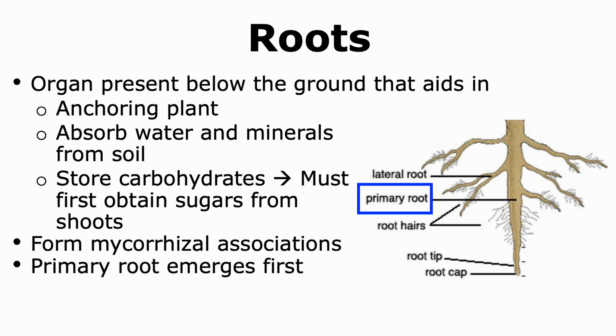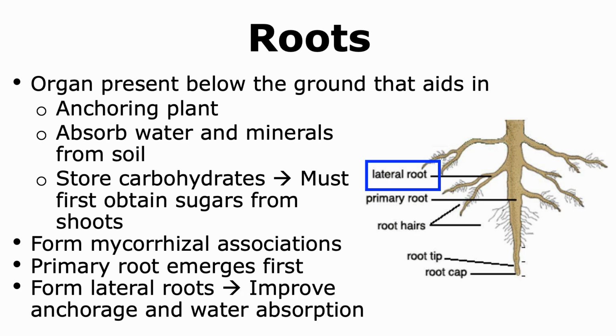The first root that emerges is called the primary root. The primary root can then give rise to branches called lateral roots. These lateral roots improve anchorage as well as water absorption because there is an increase in the surface area.